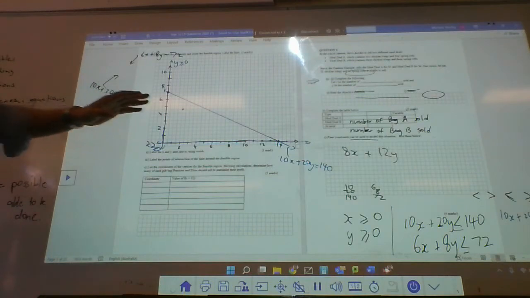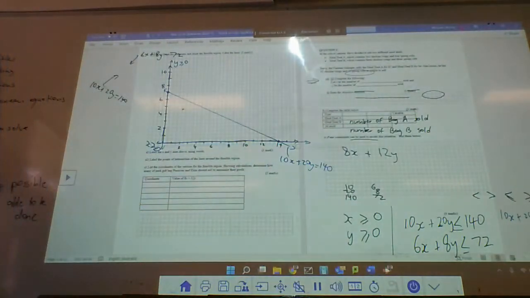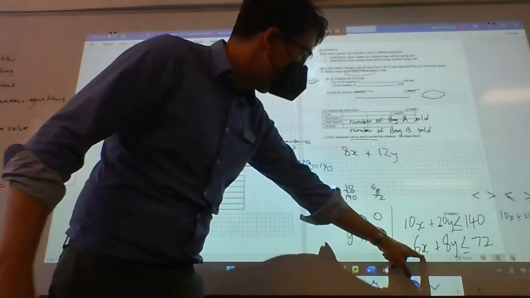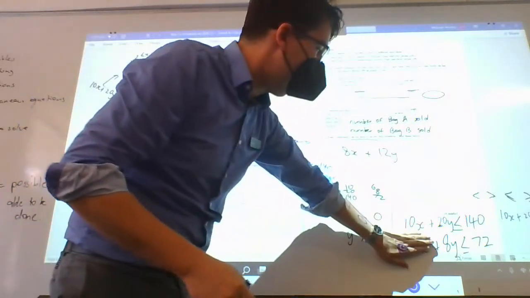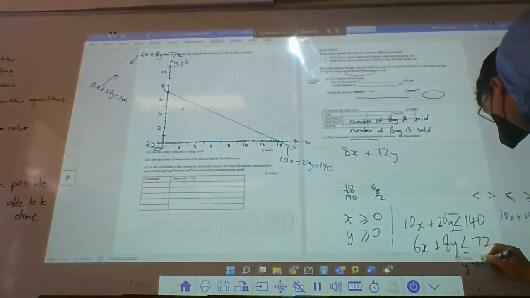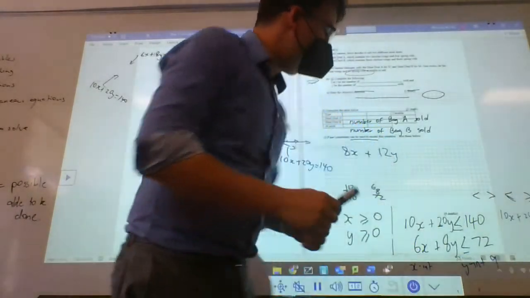Who can come and show us how we do this one? 6x plus 8y is less than or equal to 72? Any volunteers? Means you can stand up, stretch, come up and show us. Teach the class. Wouldn't it be 9? Why would it be 9? Y would equal 9. You're correct. Let's start with the y-intercept. Elijah says the y-intercept is 9 because 8 times what equals 72? 8 times 9. So the y-intercept is 9. What's the x-intercept? 6 times what equals 72? 12.